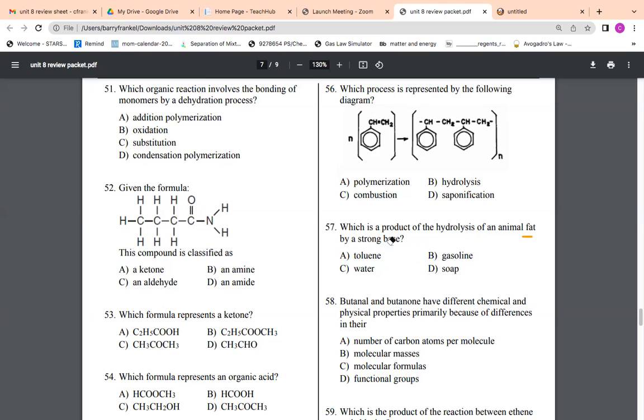All right, 58. I've given you guys this question, actually. I think this was on your exit ticket for 8.4, if my memory serves me correctly. Butanol and butanone have different chemical and physical properties, primarily because of differences in their functional groups. Functional groups will impart distinctive properties upon the compounds in which they are in. So butanol, aldehydes, and ketones have different types of properties. Again, your functional group gives the compound a specific function.